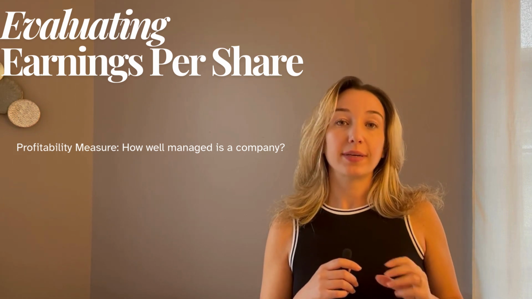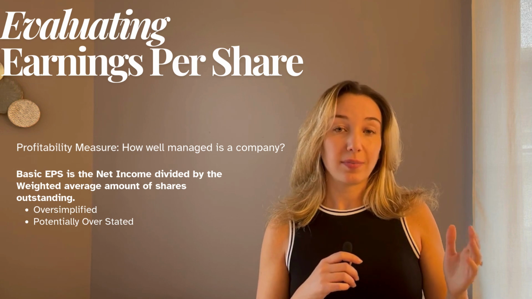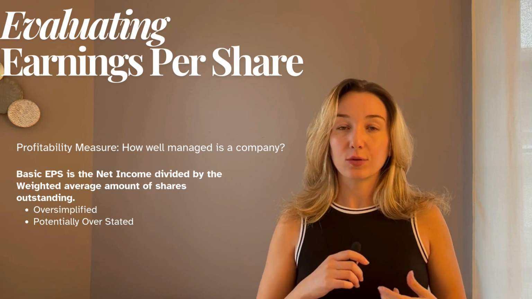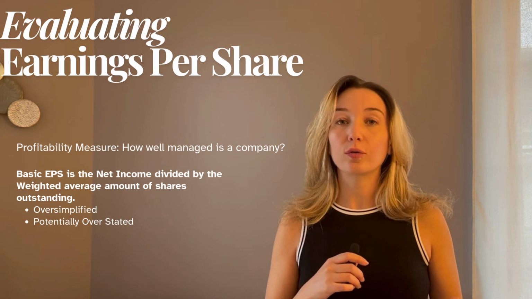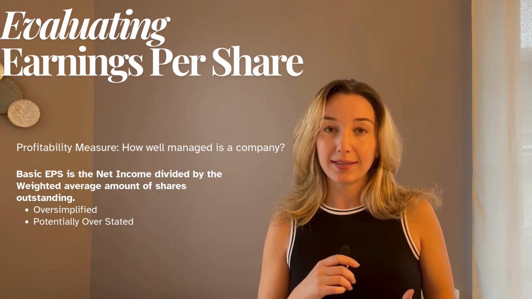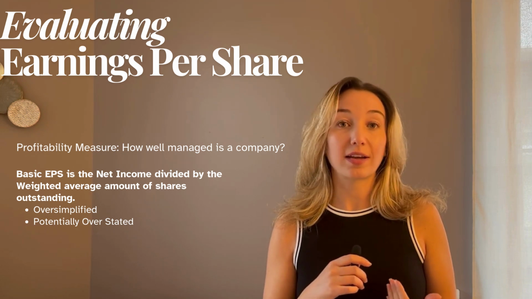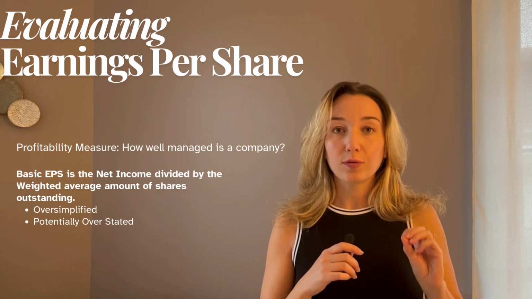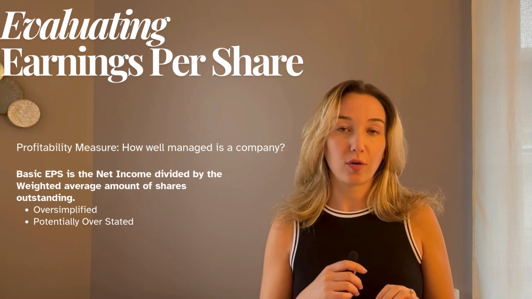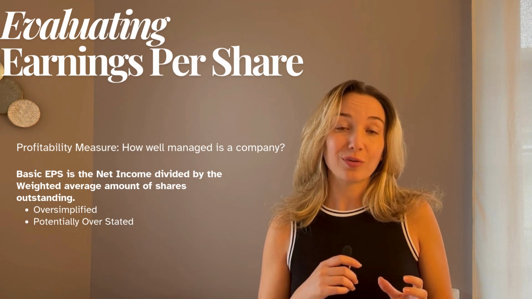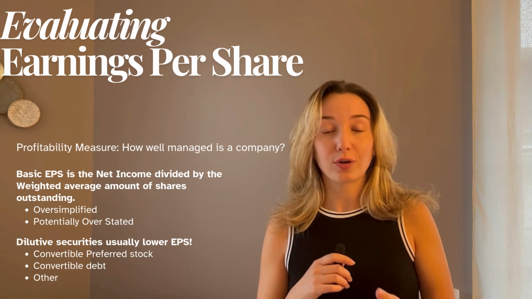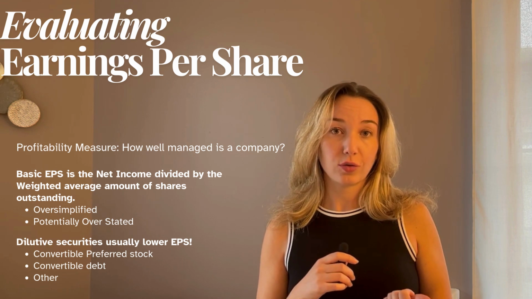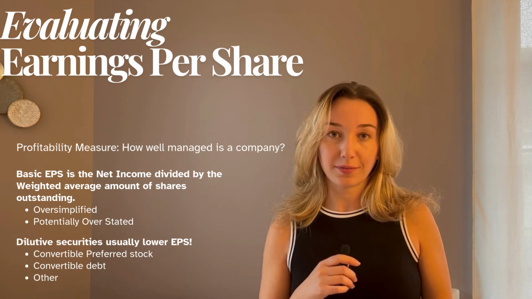Basic earnings per share is basically the earnings divided by the weighted amount of outstanding shares by the end of the year. The problem with this, it's oversimplified and can lead to an overstated earnings per share. This means that a company can look more favorable than it actually is. The reason is we have to take into consideration some convertible securities that have dilutive properties. So these dilutive properties usually lead into a lower earnings per share. Examples are convertible preferred shares or convertible bonds, and there are others.